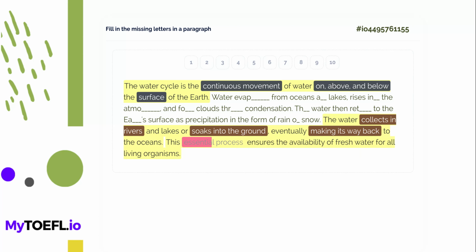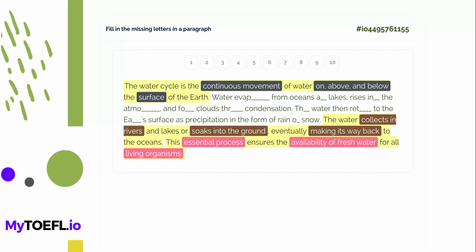The phrase essential process summarizes everything we just read as a necessary system. It also mentions the availability of fresh water, which gives us the reason why this cycle matters for living organisms. This context confirms we are dealing with a scientific explanation of a natural phenomenon.